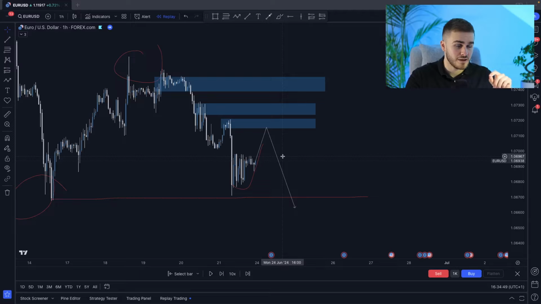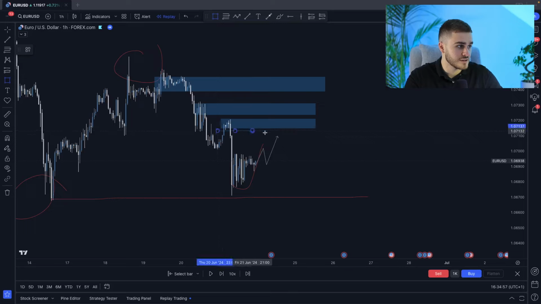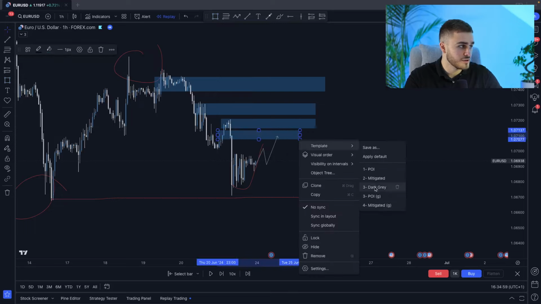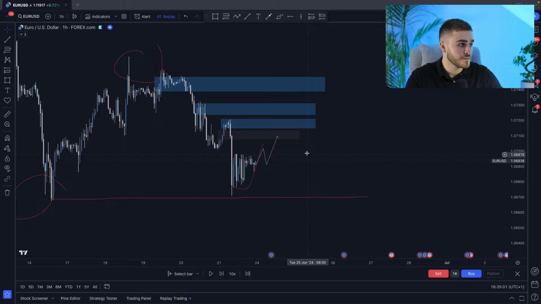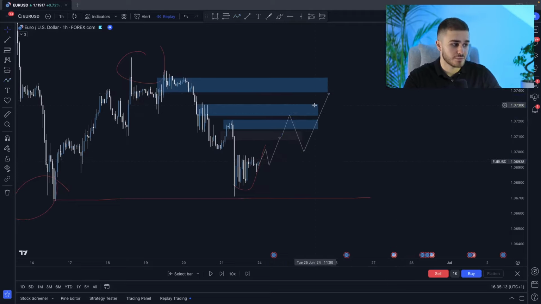If we don't get that, what we might get instead is something like this, where we get a push up into this imbalance first of all. So clearly we can see we've got this imbalance zone over here. I'm just going to mark that as dark gray. At this zone, if we get a nice reaction above and it fully closes above, in my head I'm now thinking, all right, cool, we're potentially going to get a pullback and a continuation to the next zone. So that's my thoughts.